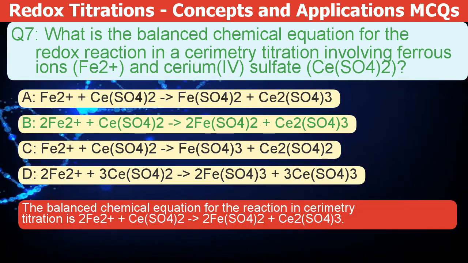The correct answer is B. The balanced chemical equation for the reaction in cerimetry titration is 2Fe2+ + Ce(SO4)2 → 2Fe(SO4)2 + Ce2(SO4)3.